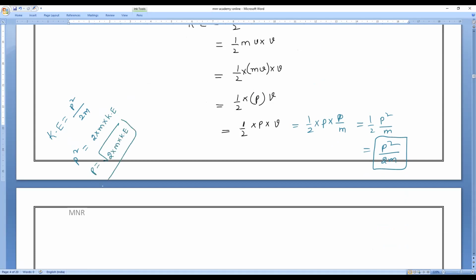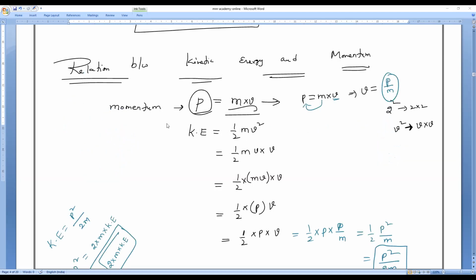Do you all understand, everybody? Yes, please. So like this, they may be integrated. They can ask you. So please remember that. Whatever the way they ask, you must be able to solve. That is very important. I hope everybody understands this. What is the relationship between kinetic energy and momentum? All of you clear?